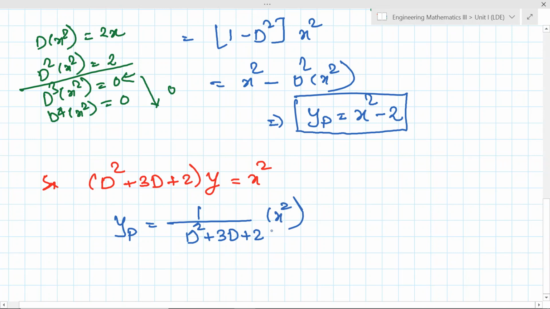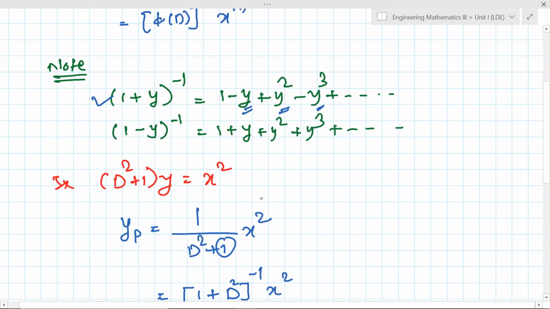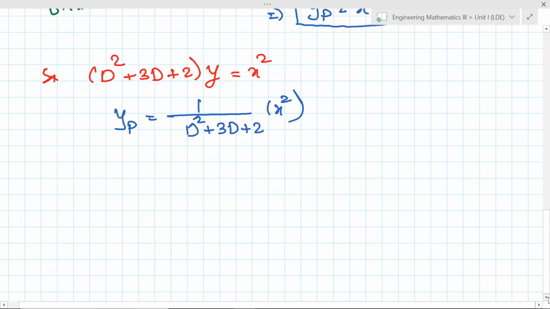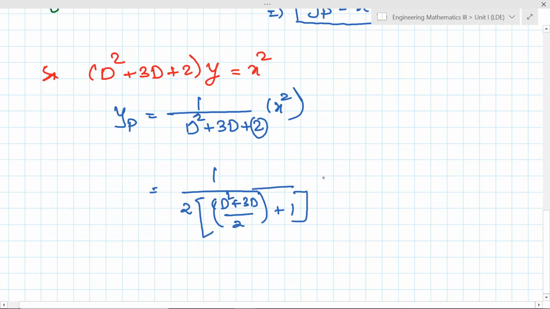But we want the denominator in terms of 1 plus something, but 1 is not there. See, in the previous example 1 was there, that's why we directly wrote (1 + D²), because we have these two expansions in terms of 1 plus or 1 minus. So 1 is important. Okay, we want 1. So how do we get this 1? Whatever the constant term is, just take it common. So this is 1 upon, if I take 2 outside, then what do I get in the denominator? See, (D² + 3D) divided by 2. Am I right? Okay, plus 1, into x². Now I get 1 in the denominator.